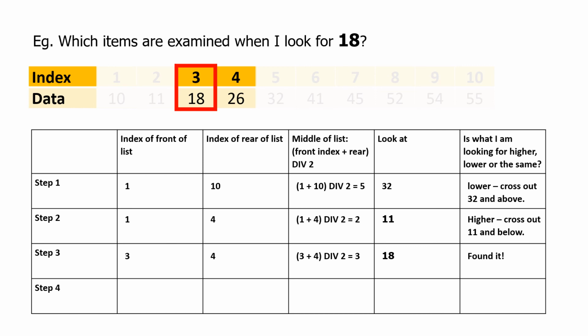So we wouldn't need to fill in anything on step 4, because in this instance we found it, so we don't need to go any further. There is no step 4. So if when you're answering these questions you find you've got 1 or maybe 2 steps that have nothing in because you found the number, don't worry about it.